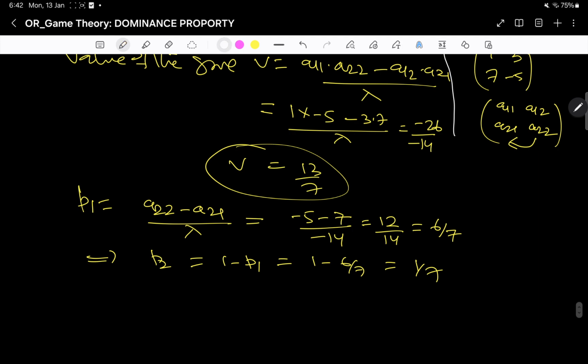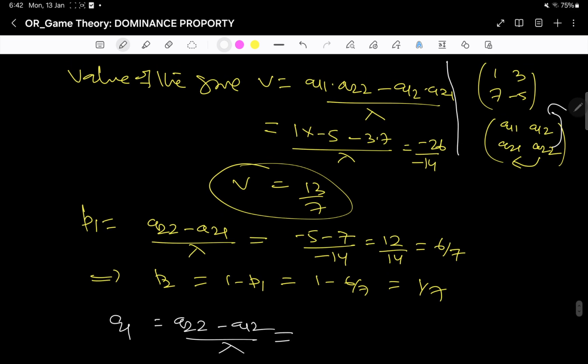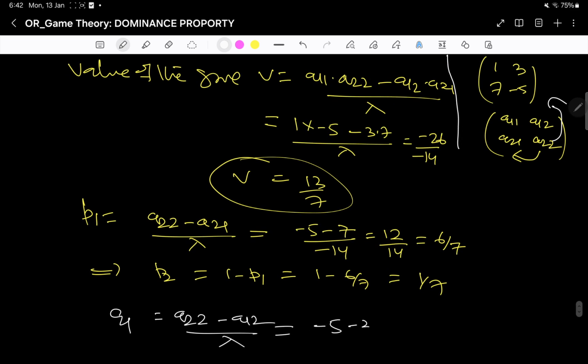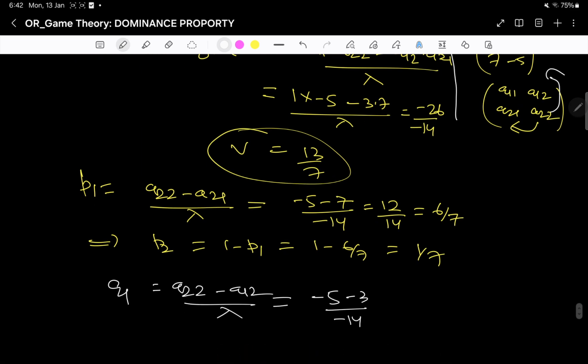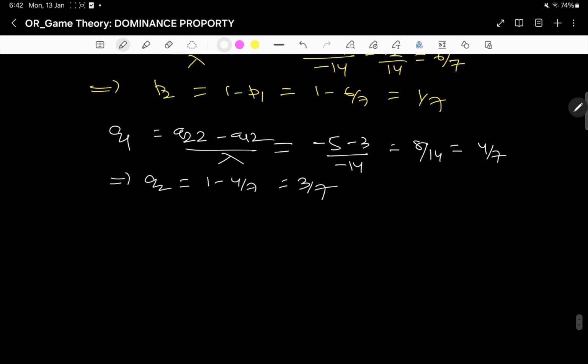So next, what is your Q1? Your Q1 will be A22 minus A12 by lambda. So it is minus 5 minus 3 by lambda, which is minus 14. So this is 8 by 14, which is 4 by 7. So this implies your Q2 is 1 minus 4 by 7, which is 3 by 7. So all the parameters are obtained.